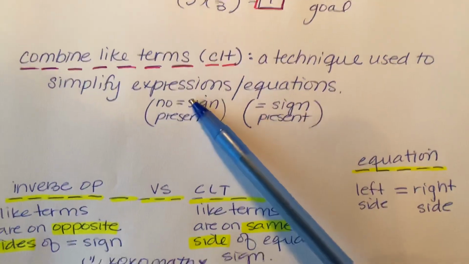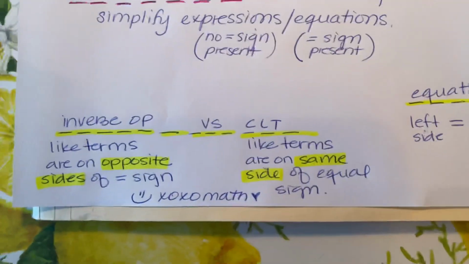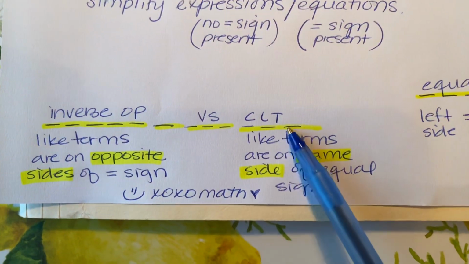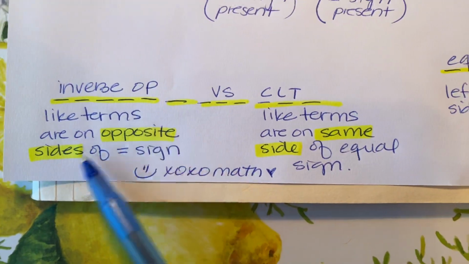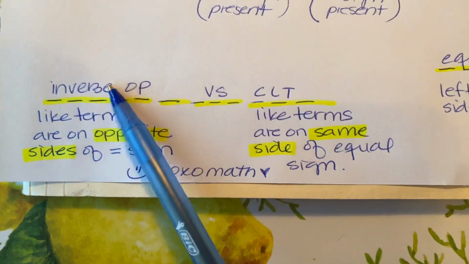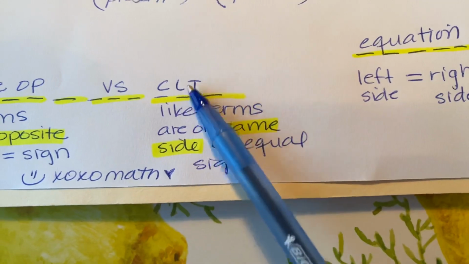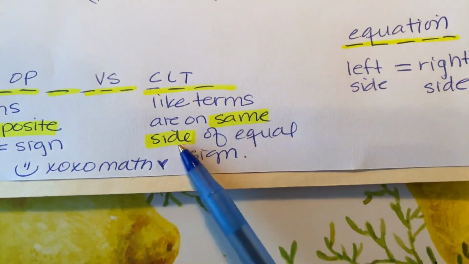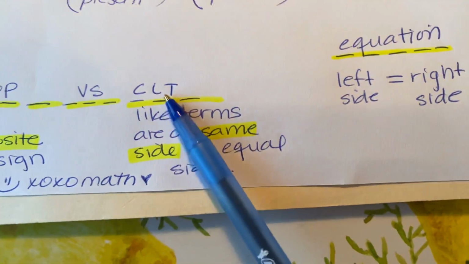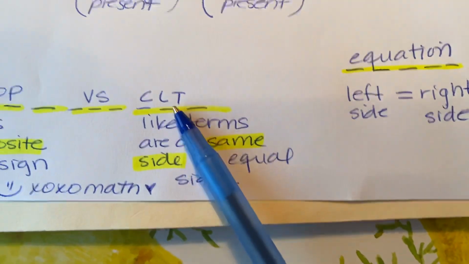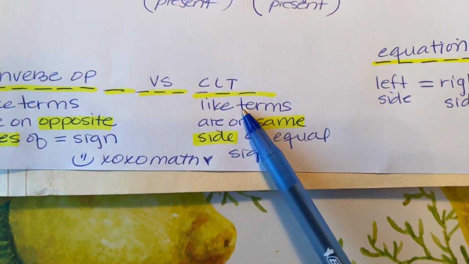Here you simplify, here you solve. Okay, those are typically the directions. Okay, so inverse operations versus combining like terms. When you see the like terms and they're on opposite sides of the equal sign, that's inverse operations. So you're going to do the opposite of the sign that you see. Combining like terms is when they're on the same side of the equal sign. This is the one we're going to practice, not this one. Okay, so combining like terms will be later on, and that's when you honor the sign that you see. Okay, here you go opposite, here you honor what you see.